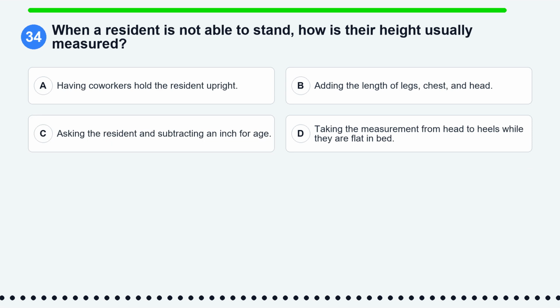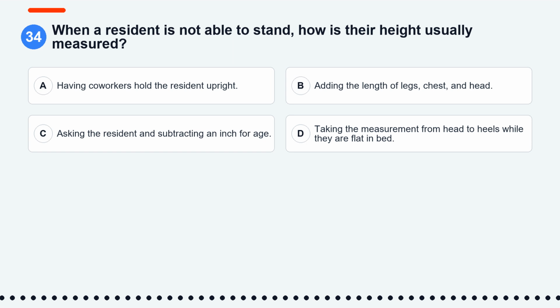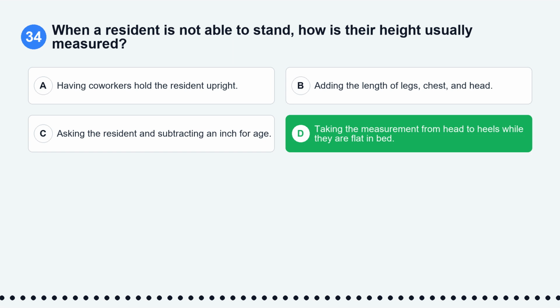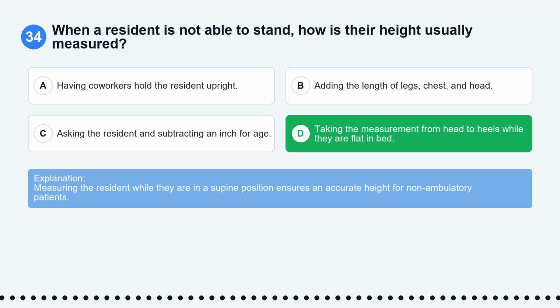Question 34. When a resident is not able to stand, how is their height usually measured? Option A. Having coworkers hold the resident upright. Option B. Adding the length of legs, chest, and head. Option C. Asking the resident and subtracting an inch for age. Option D. Taking the measurement from head to heels while they are flat in bed. The correct answer is option D. Taking the measurement from head to heels while they are flat in bed. Measuring the resident while they are in a supine position ensures an accurate height for non-ambulatory patients.